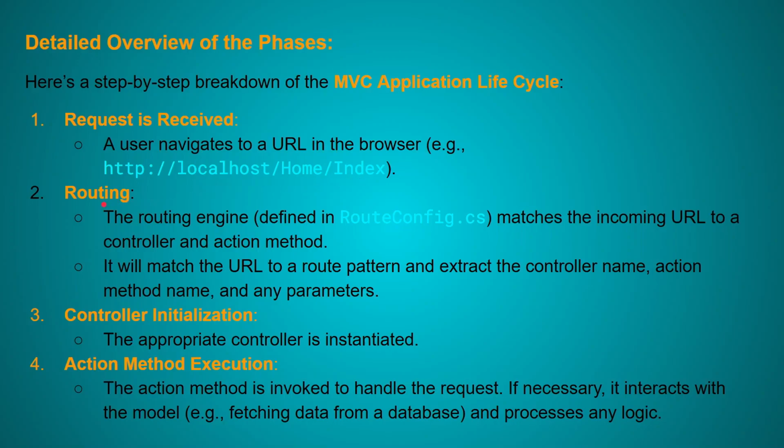And the second phase is routing. The routing engine, defined in RouteConfig.cs, matches the incoming URL to a controller and action method. It will match the URL to the route pattern and extract the controller name, action method name, and any parameters. And third step is controller initialization. The appropriate controller is instantiated. The fourth step is action method execution. The action method is invoked to handle the request. If necessary, it interacts with the model, for example fetching data from the database and processing any logic.